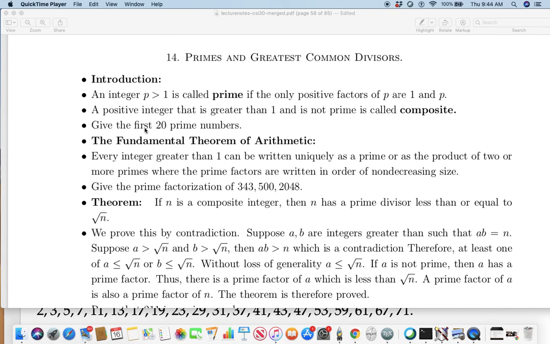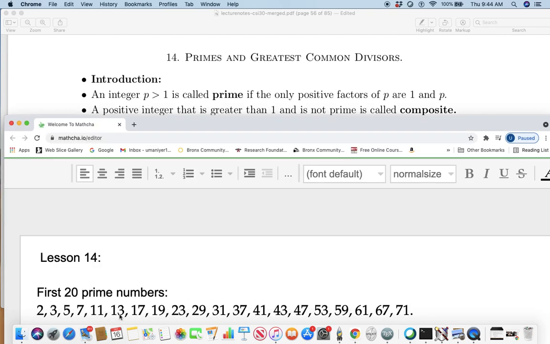Let's give a list of the first 20 prime numbers. 2, 3, 5, 7, 11, 13, 17, 19, 23, 29, 31, 37, 41, 43, 47, 53, 59, 61, 67, 71. Okay, if I have counted them correctly, these are the first 20 prime numbers. The rest of the numbers other than 1 are called composite. 1 is neither prime nor composite.